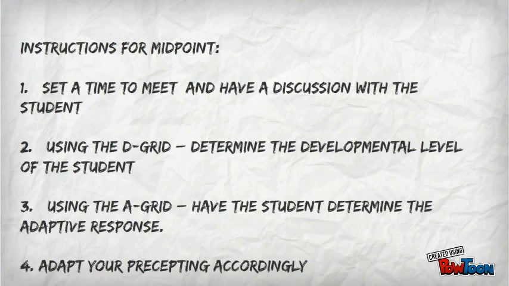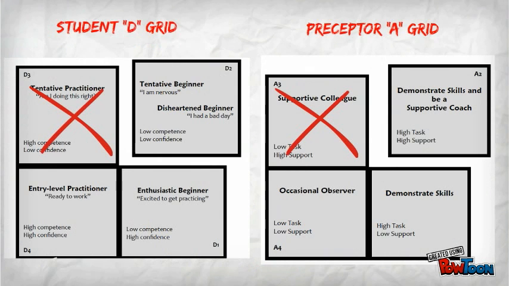At midpoint, or at any other point in the rotation, ask the student to place themselves on the D grid for a particular skill, but in addition, ask them to determine the adaptive response on the A grid. Basically, the student is provided the opportunity to indicate if you, the preceptor, are adapting to their precepting needs.